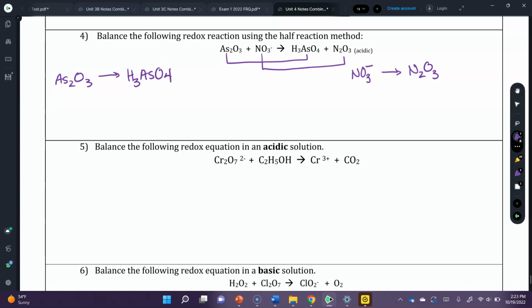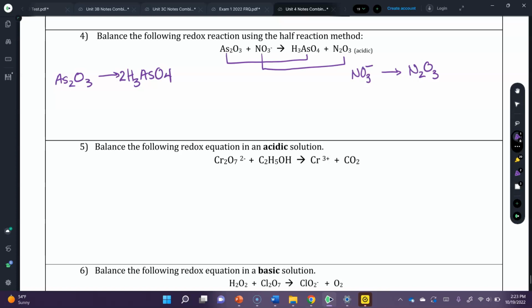If you look at your rules, we have written the half reactions. Now you need to balance for the atoms, leaving hydrogen and oxygen last. So for arsenic here, we need to write a 2 next to this one, so that way arsenic is balanced on both sides of the reaction. I'm going to balance one half reaction first, and then I will repeat the process for the other one. So we have balanced arsenic.